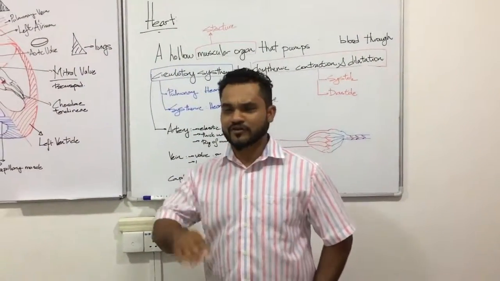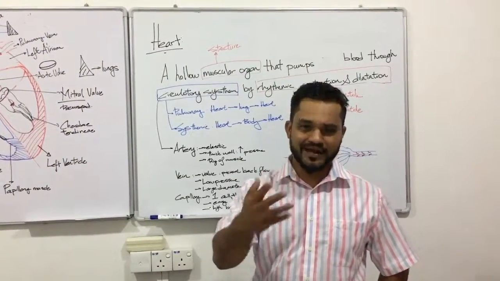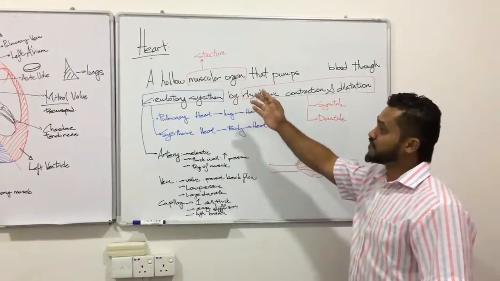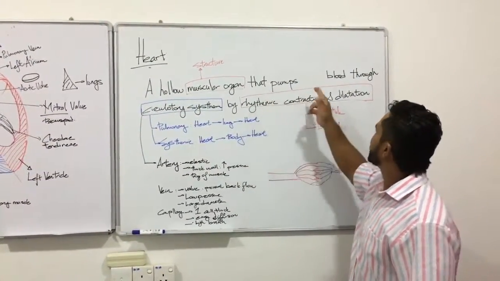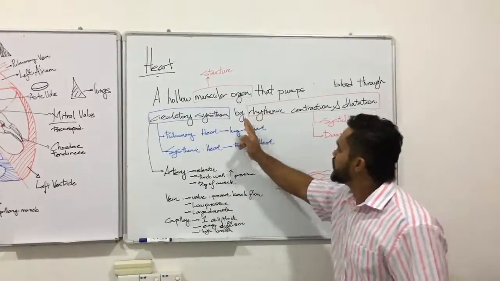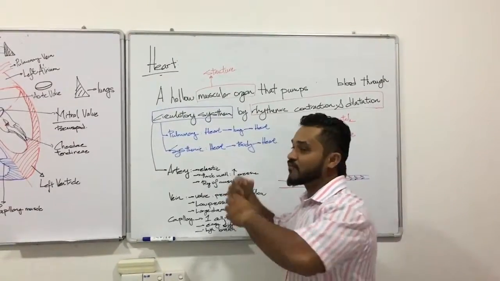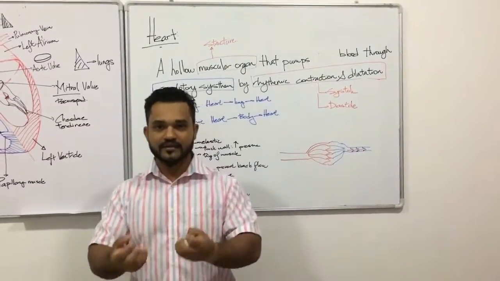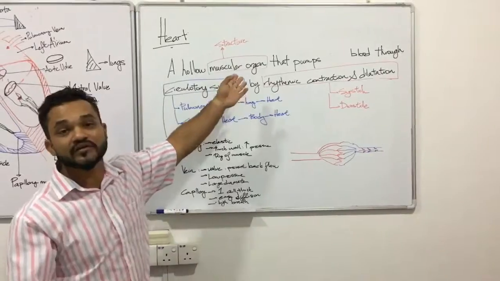Now today I'm going to talk about a very interesting organ. The organ is called heart. Now for the heart, we'll start from the definition itself. Heart, a hollow muscular organ that pumps blood through circulatory system by rhythmic contractions and dilatations. Now from here we get to know that the heart is a pumping organ. It moves. Now let's see from this point, muscular organ.